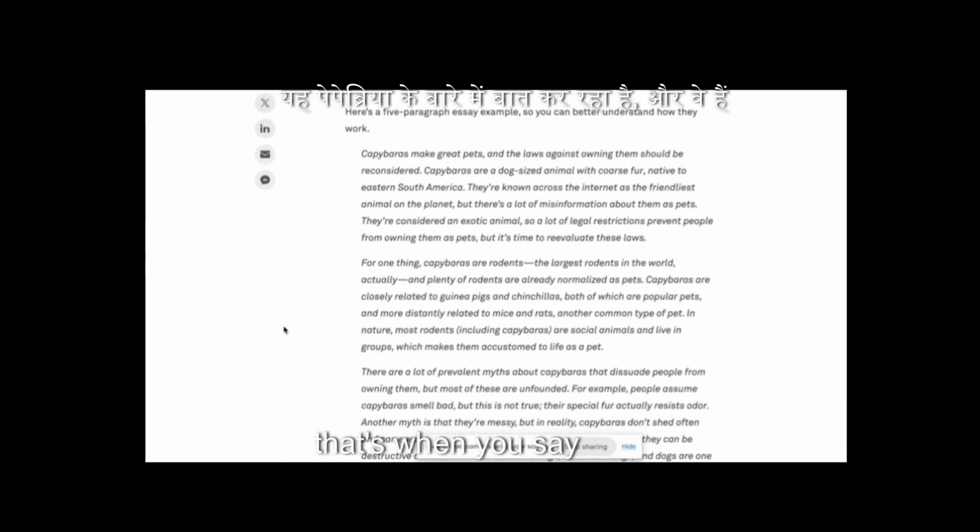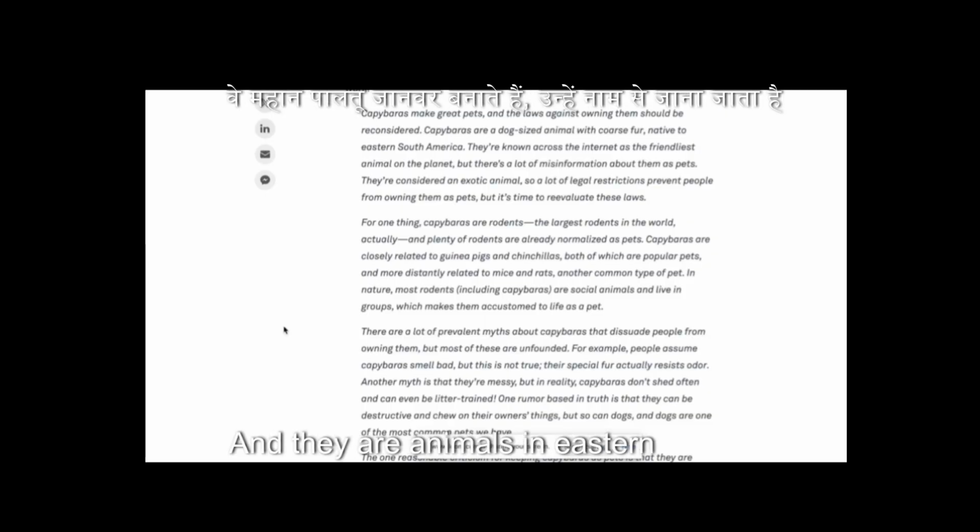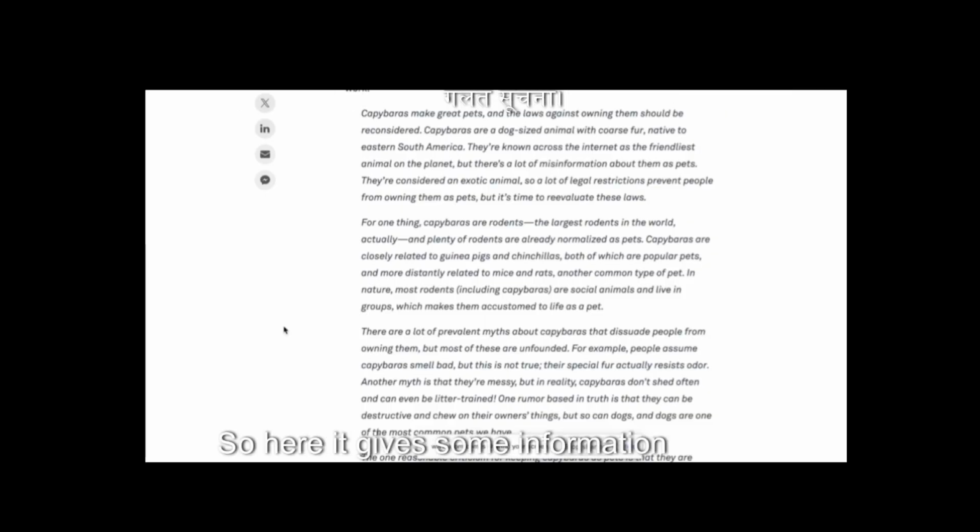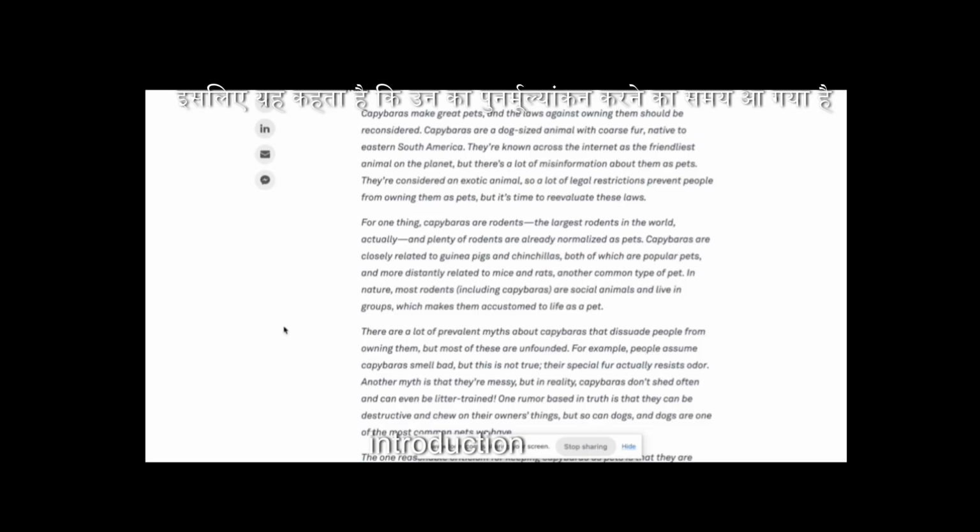So here's an example. It's talking about capybaras, and they are animals in Eastern South America. So here it gives some information about them. They make great pets. They're known as the friendliest animal. There's a lot of misinformation. But then at the very end of the introduction, it gives what's called a thesis statement. That means what the whole essay is about. So it says, it's time to reevaluate those laws that talk about legal restrictions.